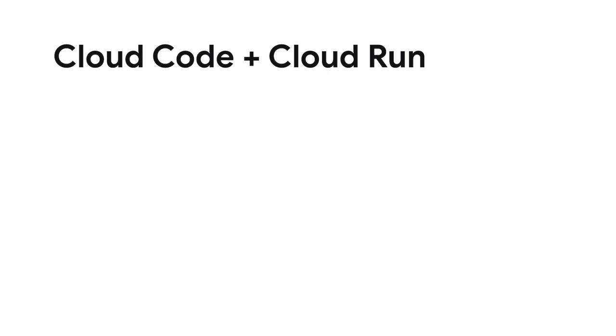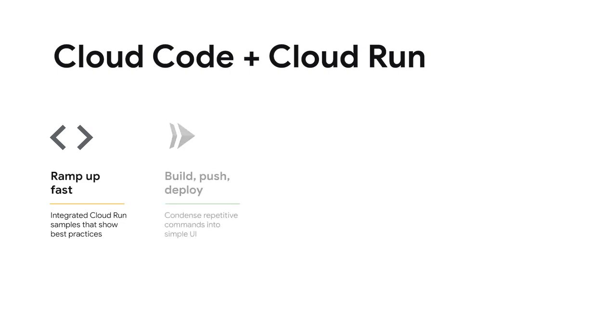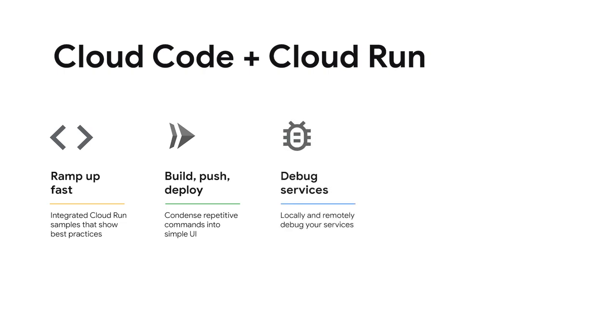Cloud Code supports a number of development flows for Cloud Run. First, it helps you ramp up fast with integrated samples. When it comes to building and deploying container images, Cloud Code merges the two steps into just a couple clicks. And regarding debugging, Cloud Code lets you debug your service in a local, emulated, production-like environment.